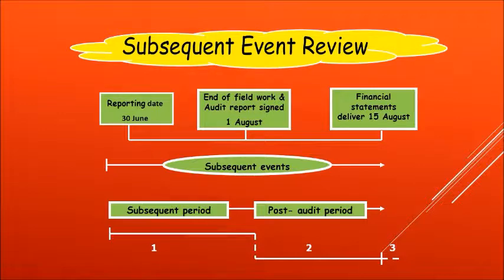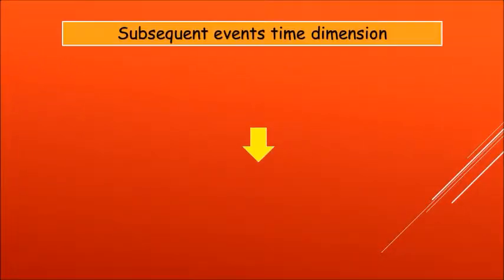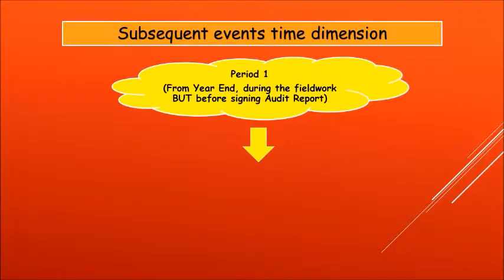Next is the period from the date of the audit report, the 1st of August 2017, to the date of issuance of the financial statements, the 15th of August 2017. The date the financial statements are issued is the date that the financial statements and audit report are available to third parties. In this situation, a fact that becomes known to the auditor after the date of the audit report may cause the auditor to amend the audit report.